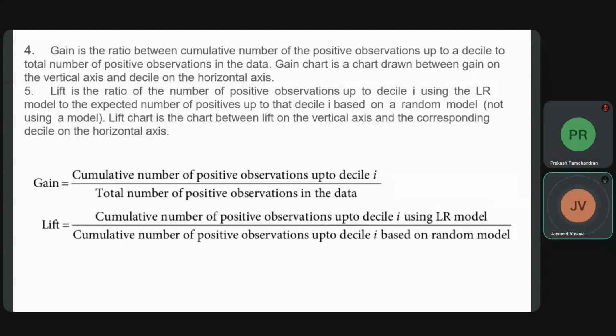Next is how gain and lift are calculated. The gain formula is the cumulative number of positive observations up to decile i divided by the total number of positive observations in the data. The lift is the ratio of the cumulative number of positive observations up to decile i using a particular LR model, or logistic regression model, to the cumulative number of positive observations up to decile i based on a random model.